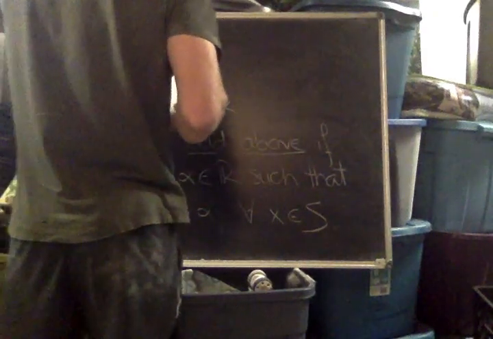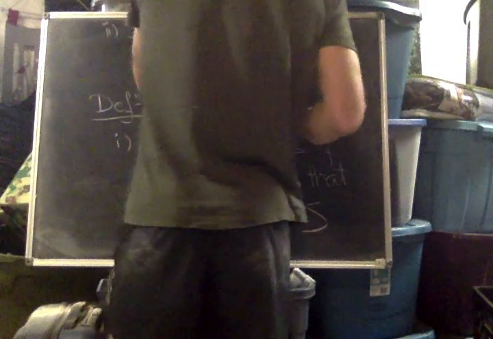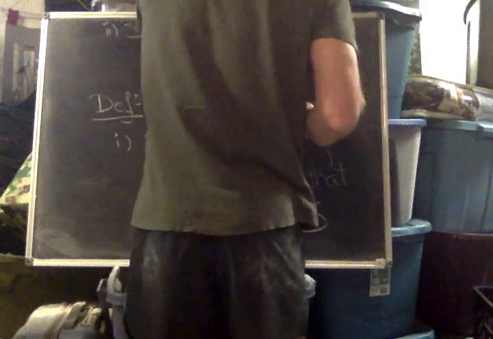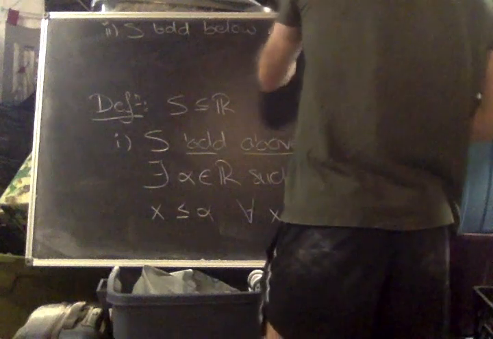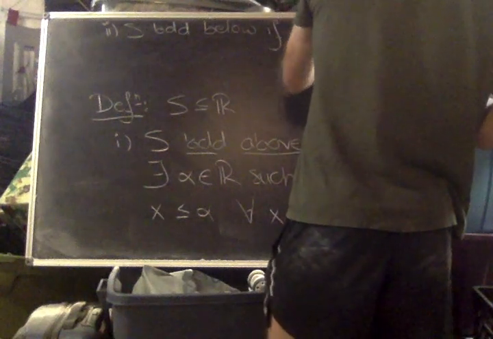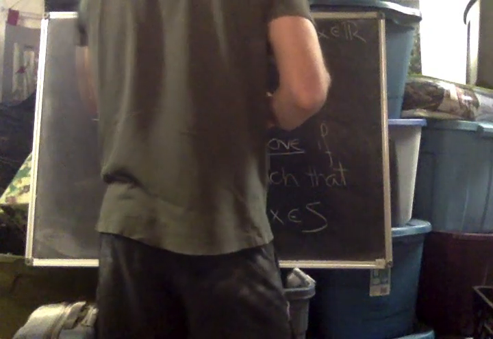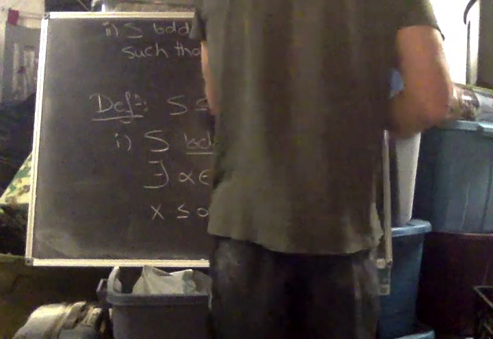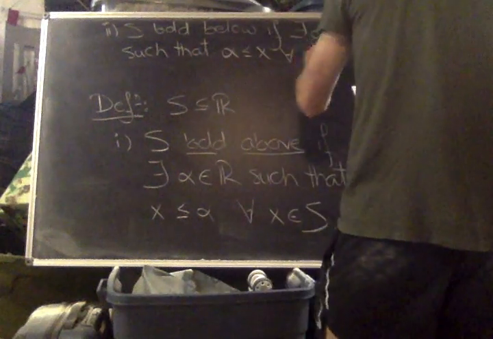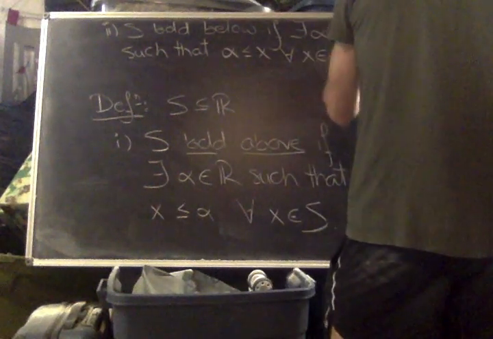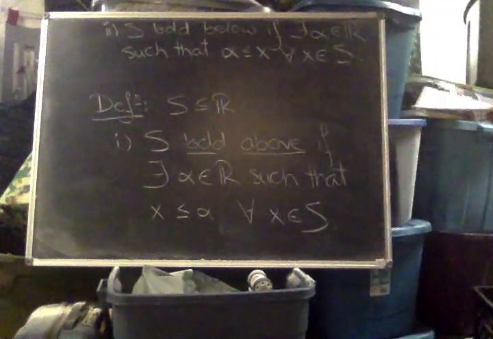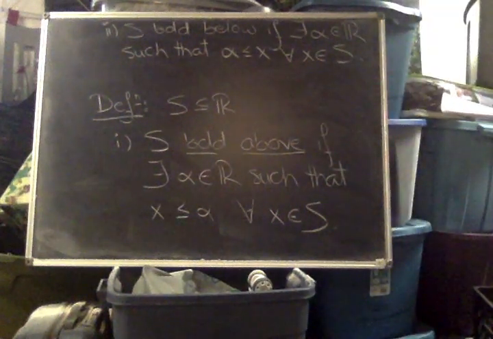And of course we have the similar notion for bounded below. So 2, S is bounded below if there exists alpha in the reals such that alpha is less than or equal to x for all x in S. Okay?